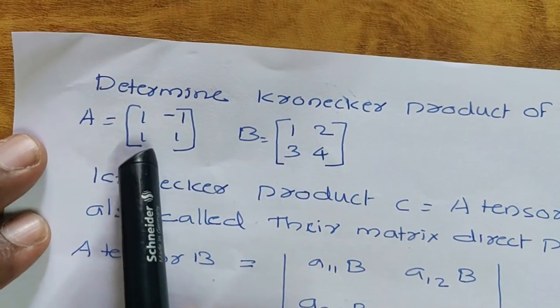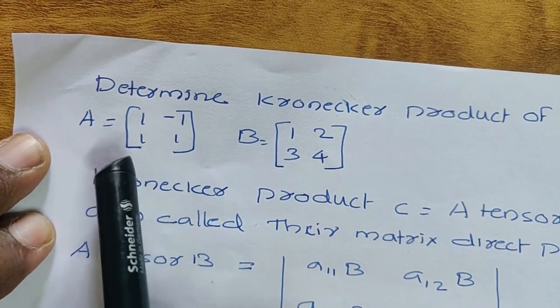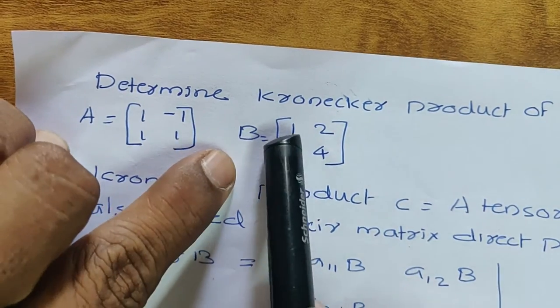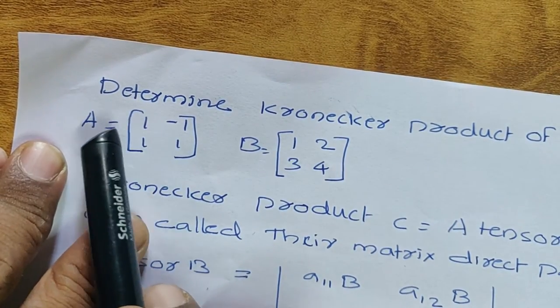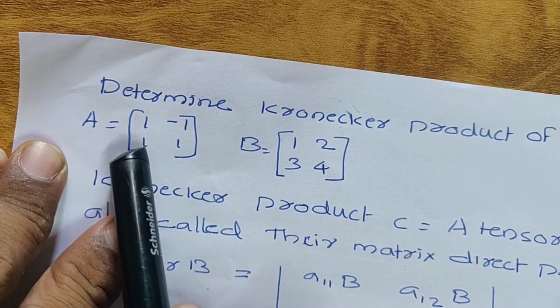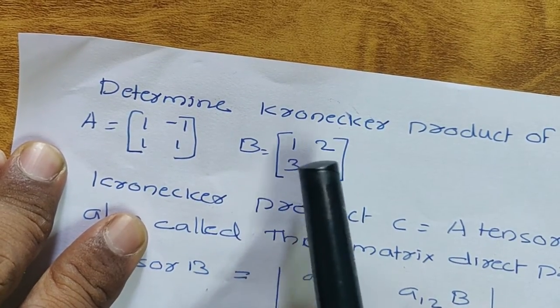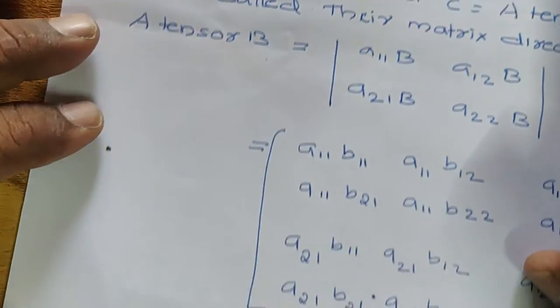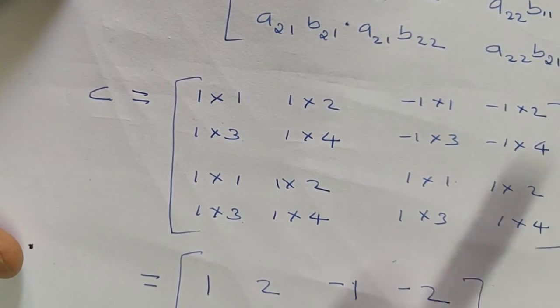Here A is equal to 1, -1, 1, 1, and B is equal to 1, 2, 3, 4. Let's see how to solve this.